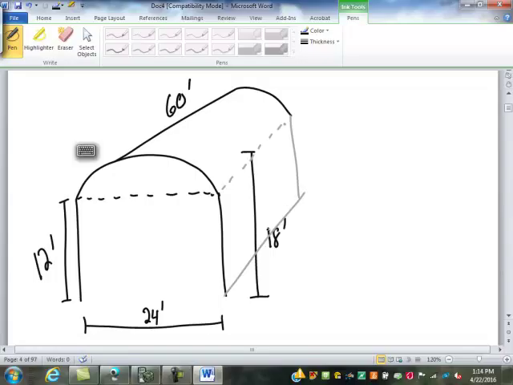So the 18 feet is the overall height. I want you to find the volume of the shed and the surface area of the shed. I'm going to give you the last 6 minutes plus any extra time you come up with during your break to work on that, and we'll discuss this to start our second hour.